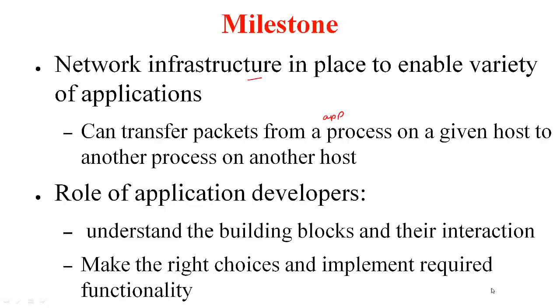Now that the process-to-process transfer mechanism is in place, when the application developers develop these applications, it is very important that they understand the building blocks, that is the physical layer, the link layer, the network layer, and the transport layer that enable this particular service, and also understand the interaction between them. At the very minimum, you need to understand what UDP entails, what TCP entails, and make the right choice and implement the required functionality to enable the application service.